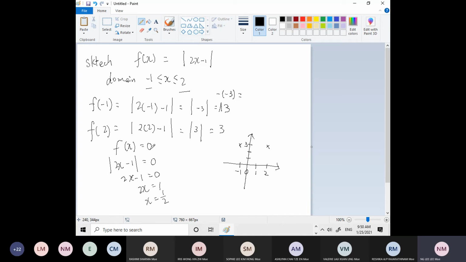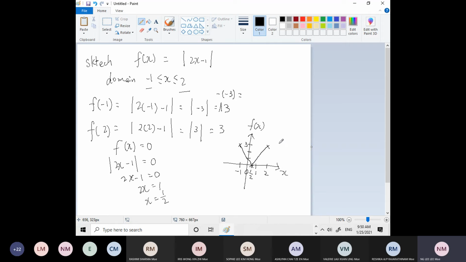Okay, when f(x) is 0, x is half. So x is half. Sorry, this is x, this is f(x). x is half, so I need here is half. f(x) is 0, so here. Remember the shape of the graph of modulus is a V shape. Use a ruler, join this to this, and join this to this. A V shape. Okay, done.